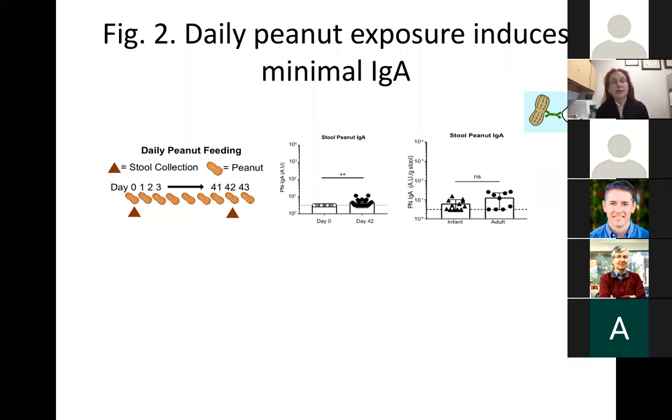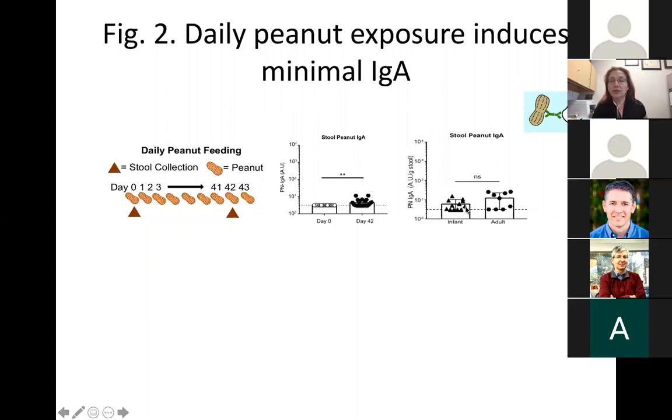So we started by doing a basic exposure model, very much like many of the oral tolerance models that have been used for mice. So here we're feeding peanut daily to mice and seeing whether or not we can get the same kind of IgA response that we observed in our healthy human cohort. And so after almost 2 months of feeding these mice, we got very little stool IgA to peanut, which is shown here after day 42.